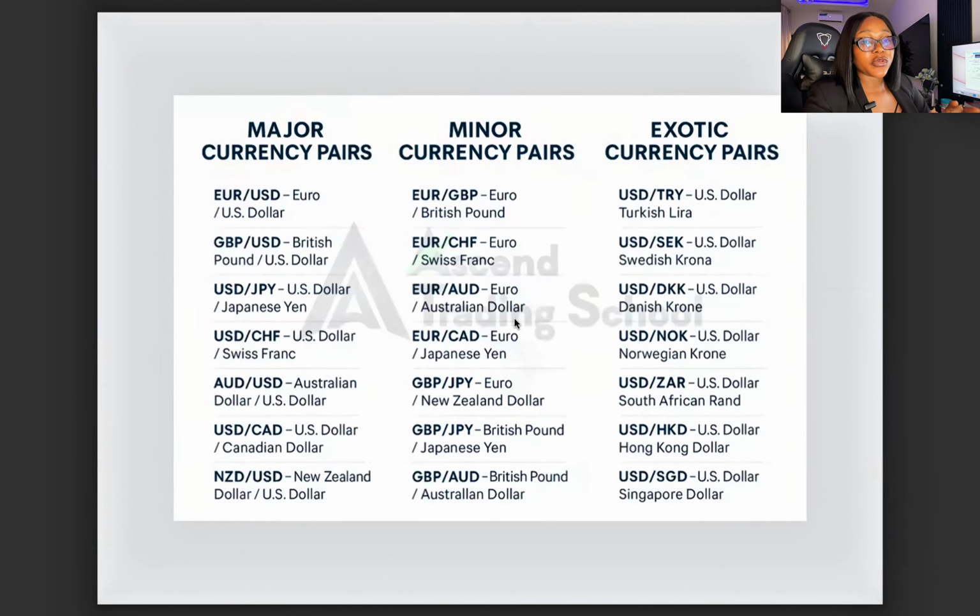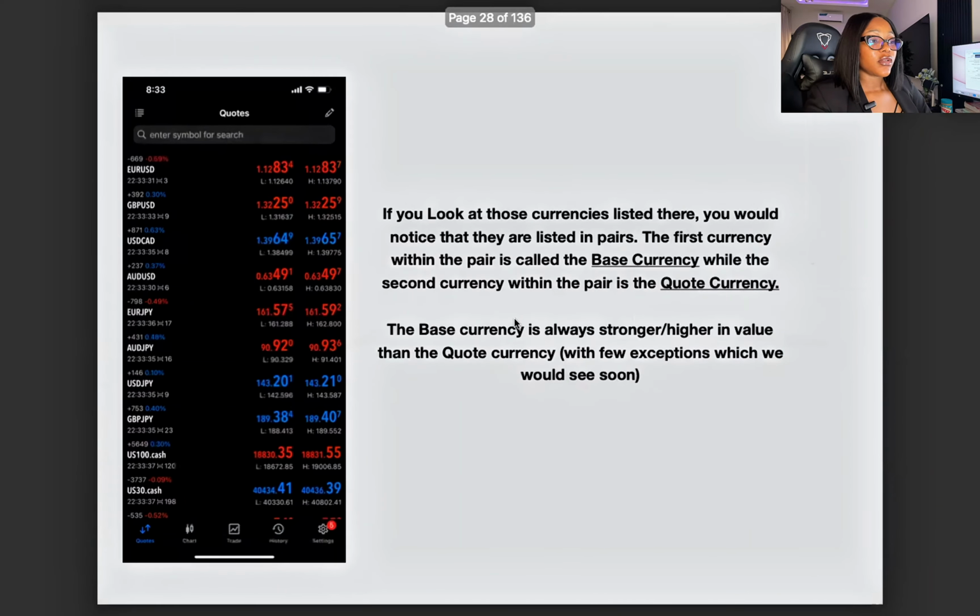This is a picture representing the different pairs. You can go through them to familiarize yourself with these different pairs. Now this is the application. This picture you're seeing here is a screenshot from the application that forex traders use in trading. It is called MetaTrader 4. When you open that application, this is what the interface looks like. You will see all the different currency pairs listed there.